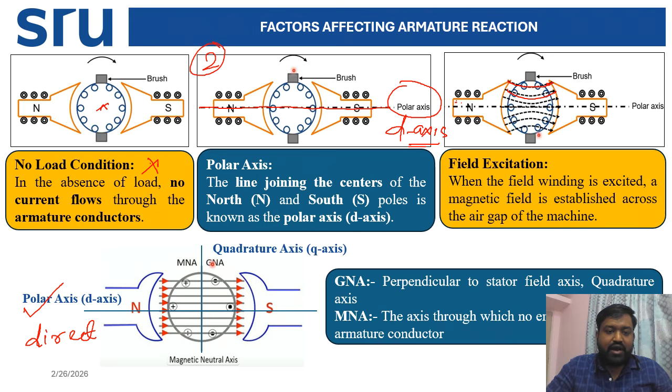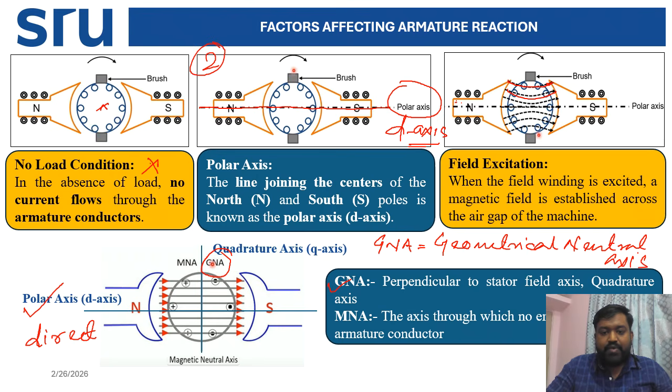Now come to the point of the GNA. It is mentioned here as the axis perpendicular to the stator field axis, or quadrature axis. What is the full form of GNA? The full form of GNA is geometrical neutral axis.